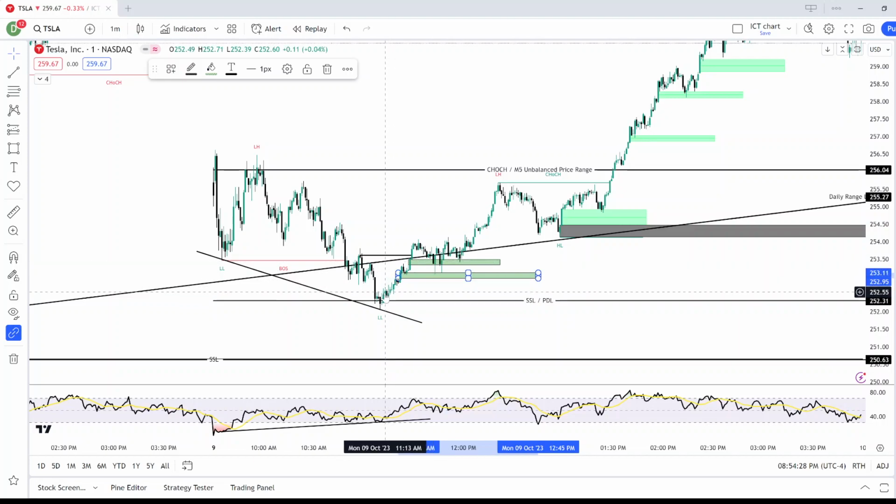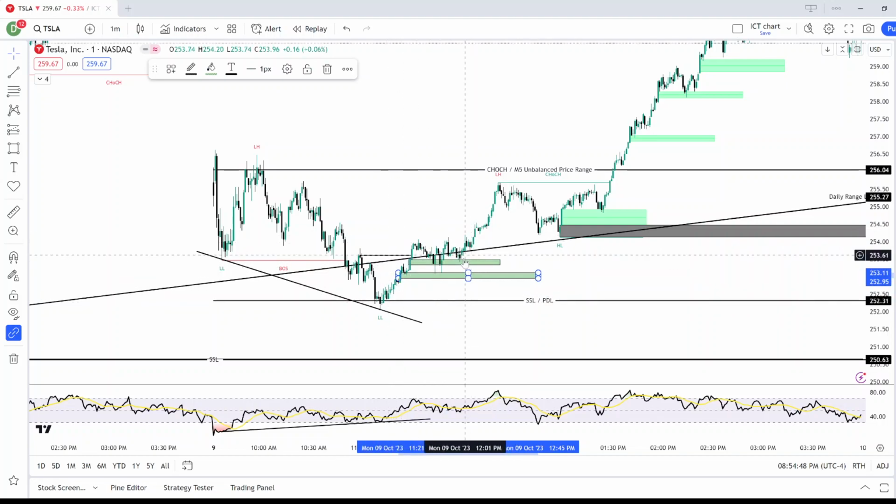Okay, so what I would have probably waited for is for this change of character on the internal structure to happen. Okay, we had a bullish fair value gap right below. Price traded back down into it. Okay, and then it ran from there. So you could have entered again in this first micro change of character, which is probably about the same as it was represented on the 5 minute chart.